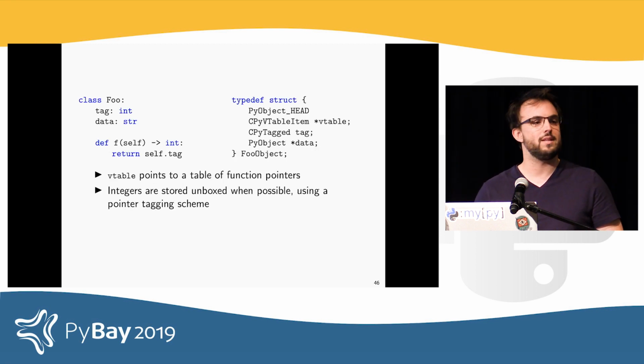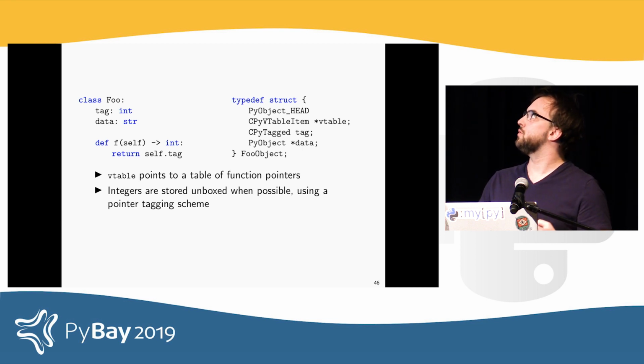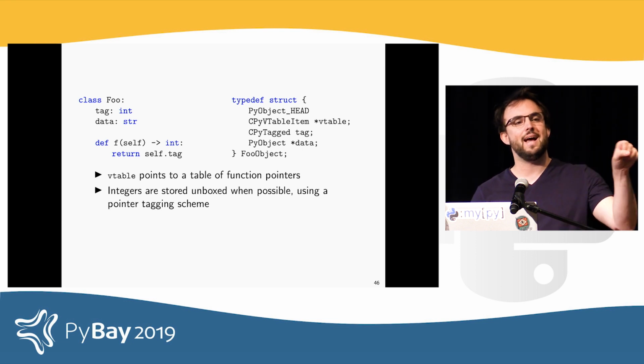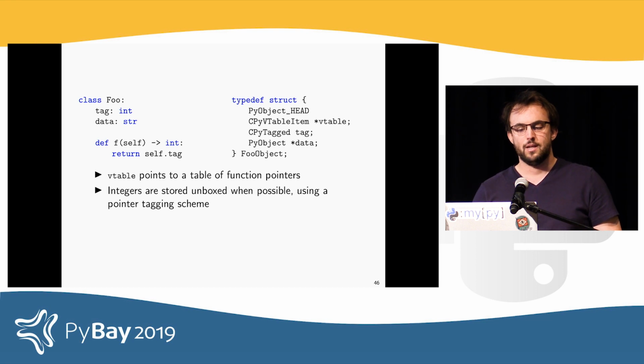So first, diving into the data representation bit of it. If we have a class foo with attributes tag and data, we will generate this struct, just a C struct that's a Py object and has in it just attributes for tag and data. Integers are stored unboxed when possible, so you don't need to allocate a separate Py object for it, using a traditional scheme where you use the low order bit to indicate whether it's a pointer or an integer, which is venerable and hacky.